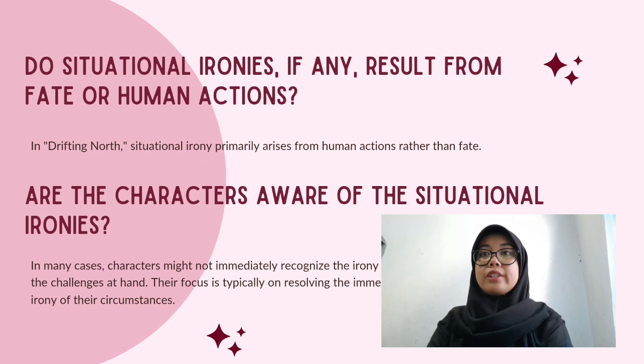Okay, the next question is, do situational ironies, if any, result from fate or human actions? In Drifting North, situational irony primarily arises from human actions rather than fate. The characters in Adams's stories often face circumstances that are the direct result of their decisions, the actions of others, or the inherent risk of cowboy life. These ironies might include, for example, efforts to control or direct the cattle that lead to unexpected difficulties, or strategies to deal with the weather or terrain that don't pan out as planned.